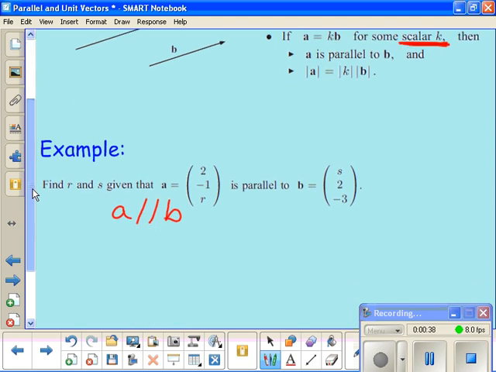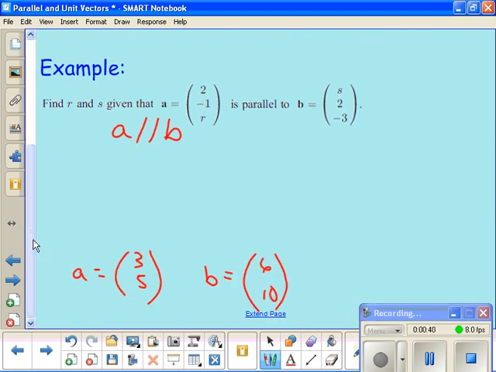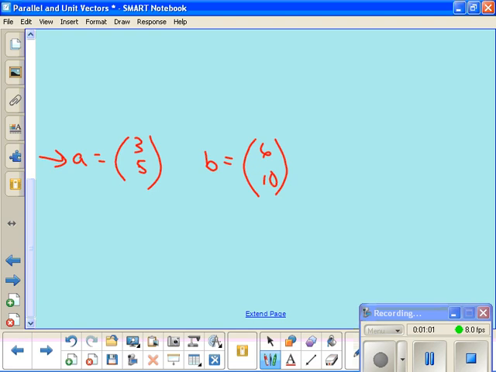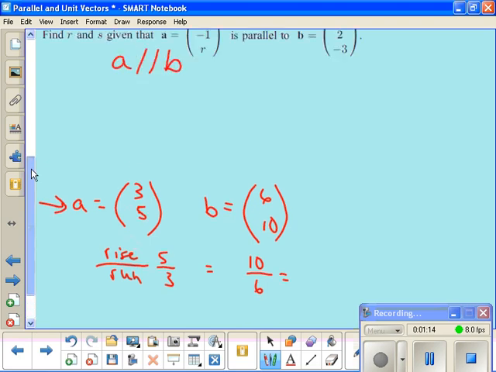Okay, it doesn't have to be an example. So by example, let's just take this one down here at the bottom. Are a and b parallel? Yes, because I can see that 2 times 3 is 6, 2 times 5 is 10. They're parallel. One just happens to be twice as long. It's traveling in the same direction. Rise over run is the same. The slope, or the direction they are actually traveling, is rise over run. In this case, 5 over 3. In this case, 10 over 6, which both equal the same thing. Okay, so rise over run.